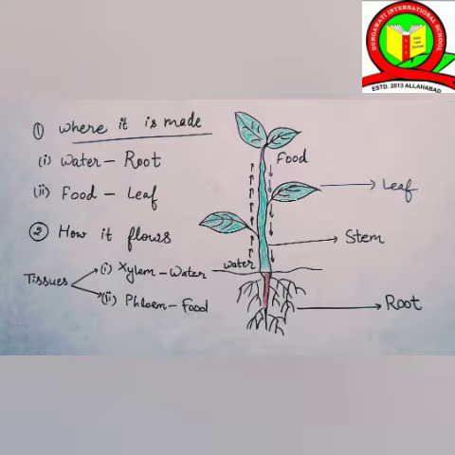And now on the second point, I have written how it flows. How the stem helps the water and food to transport. First point is mentioned as xylem. It is the name of a tissue that helps the plant to carry water. The second point is named as phloem. It helps the plant to carry food. The water is transported from the root to the tip of the plant.